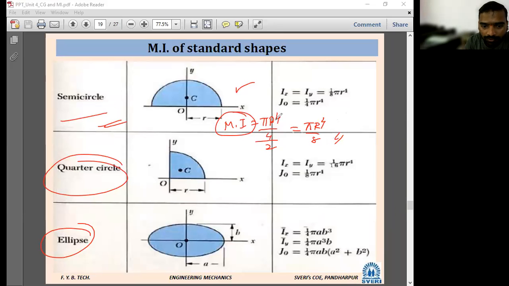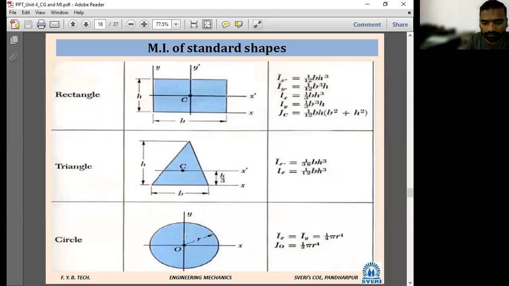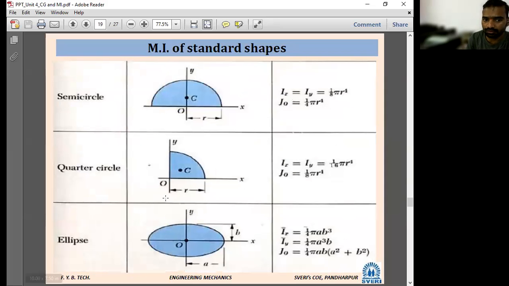See, moment of inertia of the circle, कितना? pi r raised to 4 divided by 4. करेक्ट है ना? Moment of inertia of the full circle कितना था? pi r raised to 4 divided by 4. उसका हाफ कर दो. हाफ किया तो कितना आता है? pi r raised to 4 divided by 8 आता है ना?